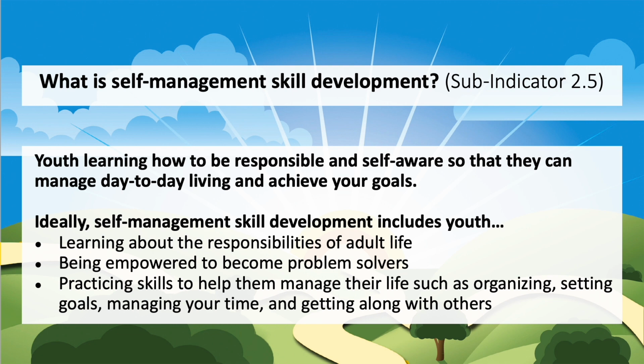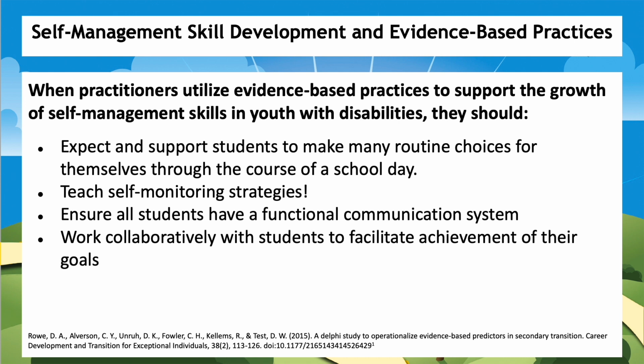So some things that we can do that are evidence-based to support young people who are transition age to develop some of these self-management skills include teaching them self-monitoring strategies, which is huge. And then from that, giving them multiple opportunities at school, home, and the community to try out those strategies. And then ensuring that all students have a functional communication system, as well as working collaboratively with them to facilitate some of those self-monitoring strategies in a way that helps them achieve their goals, both short and long term.